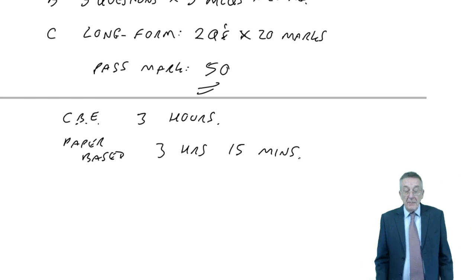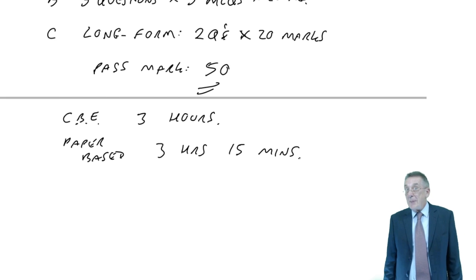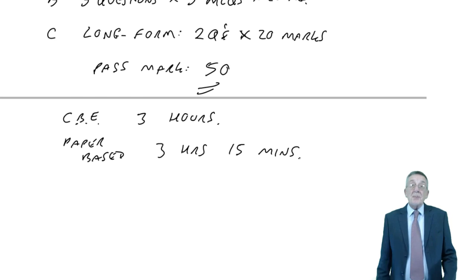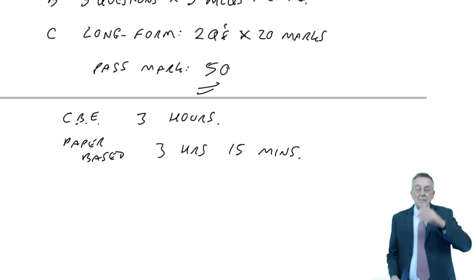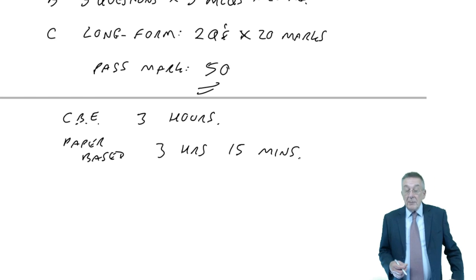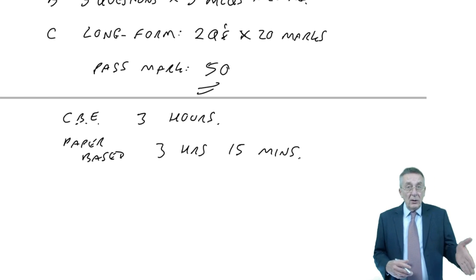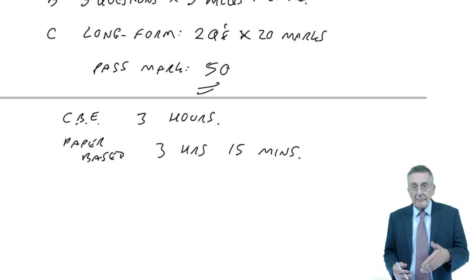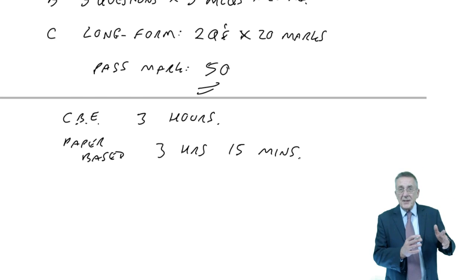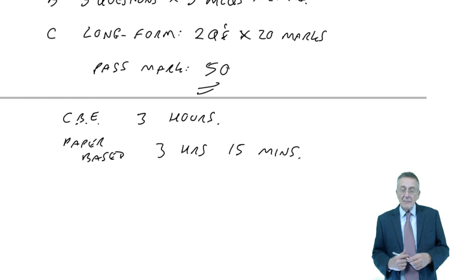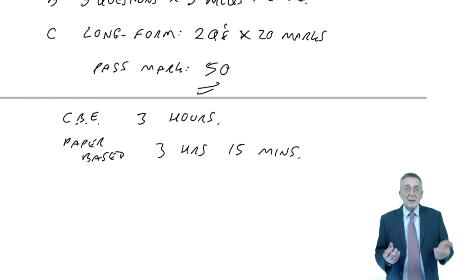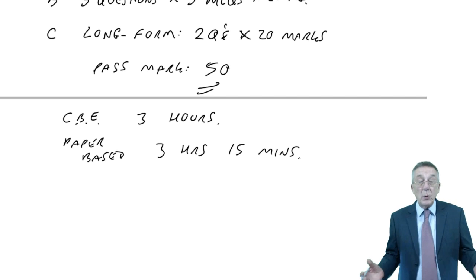Which might initially seem like it'd be easier to do paper-based because you've got longer. In fact, firstly, it's only 15 minutes, but secondly, the ACCA did some testing and found that with paper-based, it does take that little bit longer to read a question than it does on computer because of the way it's presented, and that the 15 minutes makes up for that. So essentially, the level of difficulty is identical, and they are the same questions.